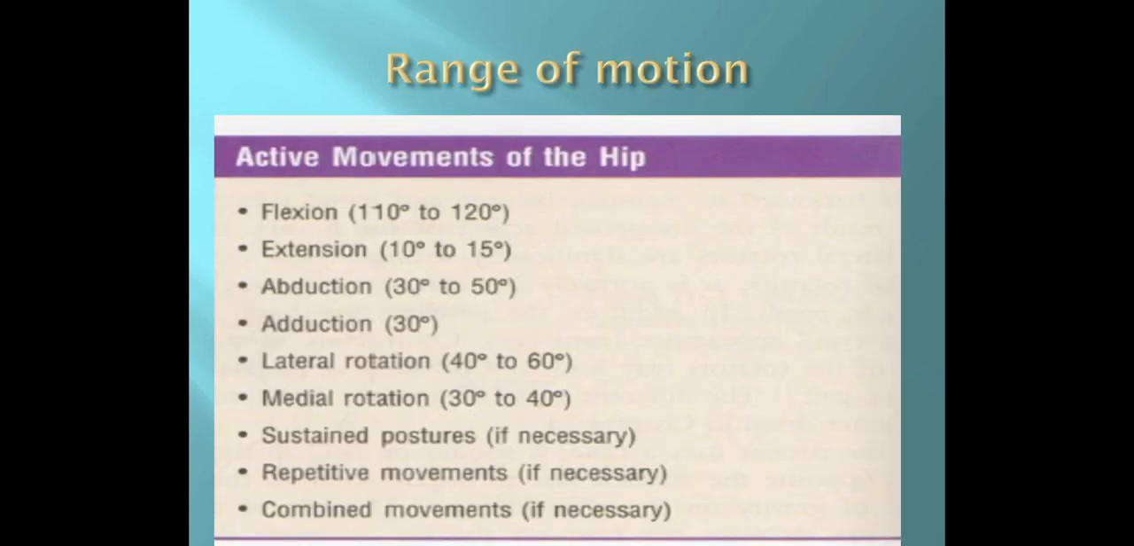Range of motion, active movements of the hip joint: flexion is around 110 to 120 degrees, extension is around 10 to 15 degrees, abduction is around 30 to 50 degrees, adduction is around 30 degrees, medial rotation is 40 to 60 degrees, lateral rotation is around 40 to 60 degrees and medial rotation is around 30 to 40 degrees. Sustained postures, repetitive movements and combined movements, all these three can be checked if it is necessary and if it is causing the patient's pain.